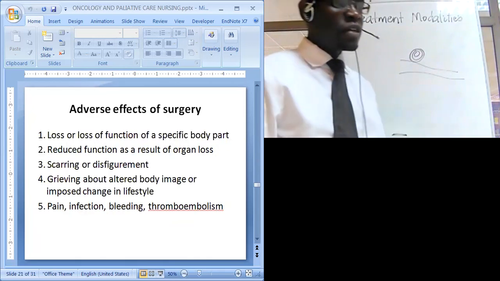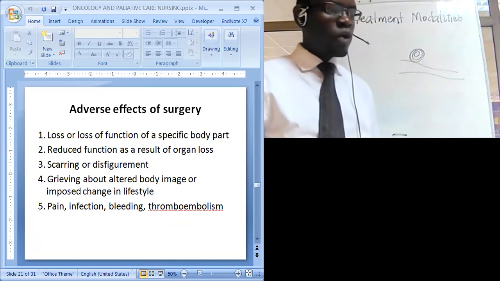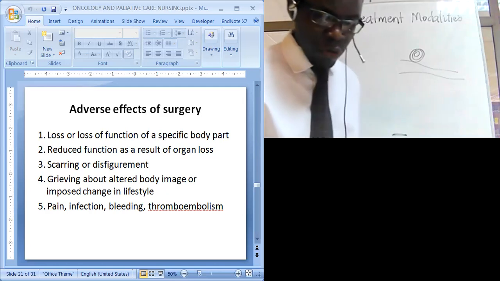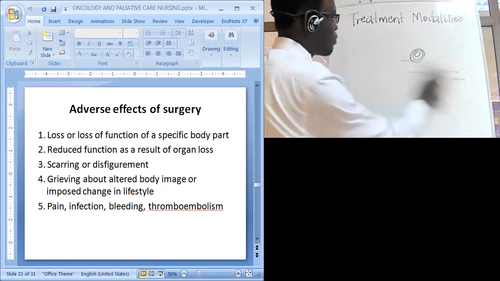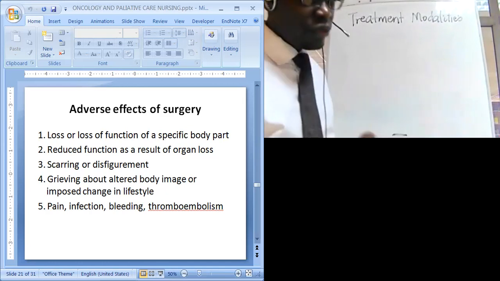The adverse effects of surgery include loss of function, reduced function as a result of organ loss, scarring and disfigurement. We have things like grieving, and then pain and infection. Those are some of the side effects of surgery.